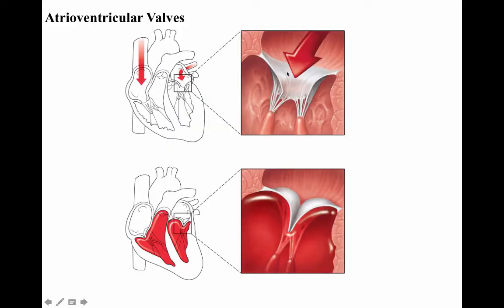We call the bicuspid or mitral and the tricuspid valves also atrioventricular because they're acting between the atria and the ventricles, tied on with chordae tendineae to these papillary muscles inside the ventricles of the heart.